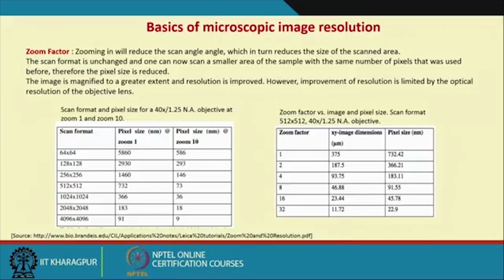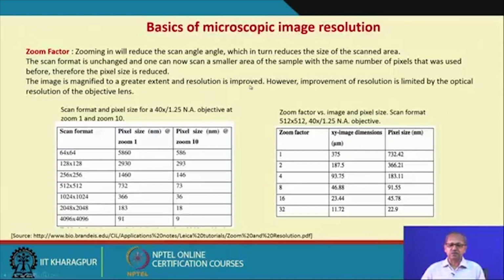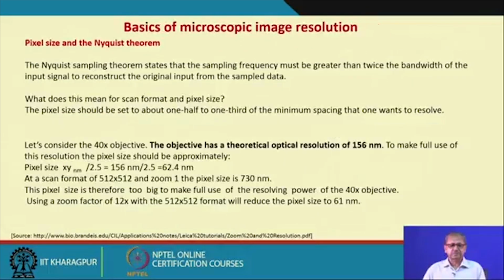So, that is why the image is magnified to a greater extent and resolution is improved. However, improvement of the resolution is limited by the optical resolution of the objective lens, not by simple mathematical calculation increasing the pixel density. That can be explained by the Nyquist theorem of sampling. What does it state? It states that sampling frequency must be greater than twice the bandwidth of the input signal to reconstruct the original input from the sample data.